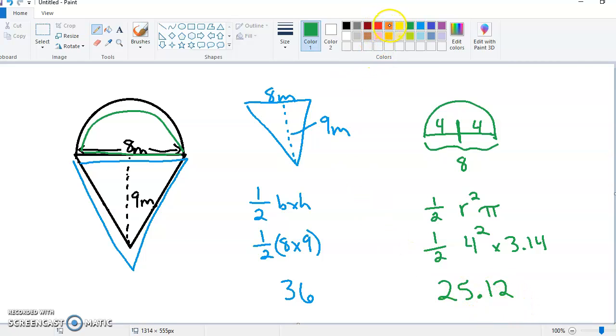And don't forget, once you have found the area of both figures, you're then going to go ahead and add them together. So 36 plus 25.12 is going to give you 61.12, and that's meters squared. Go ahead and pause the video if you need to so that you can get this information copied down.